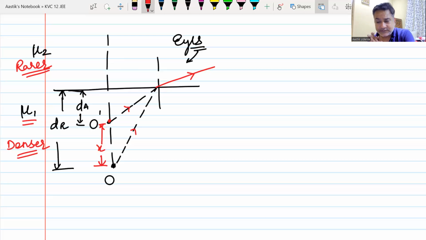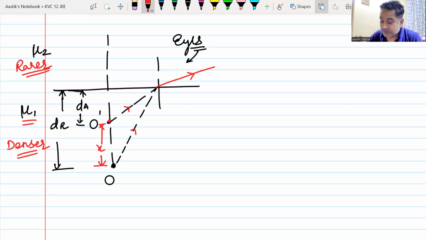So have you written the terms? dr, real depth. dA, apparent depth. Mu1, the refractive index of the medium. Mu2, the refractive index of the medium from where you are watching it. Shall I move ahead?